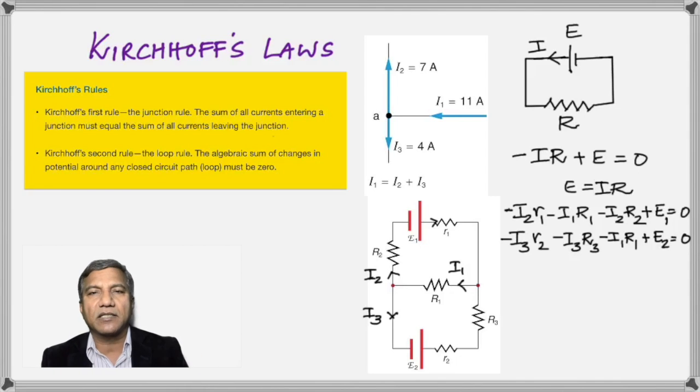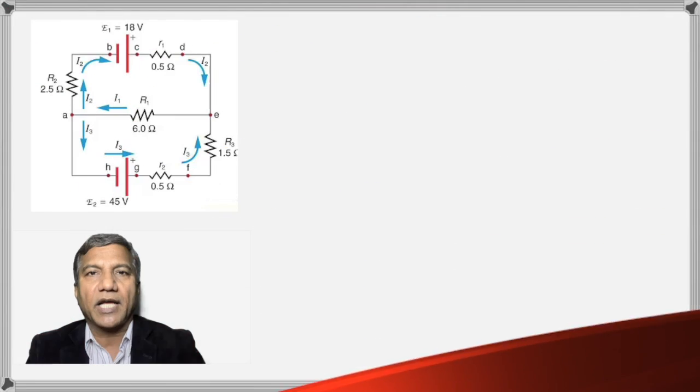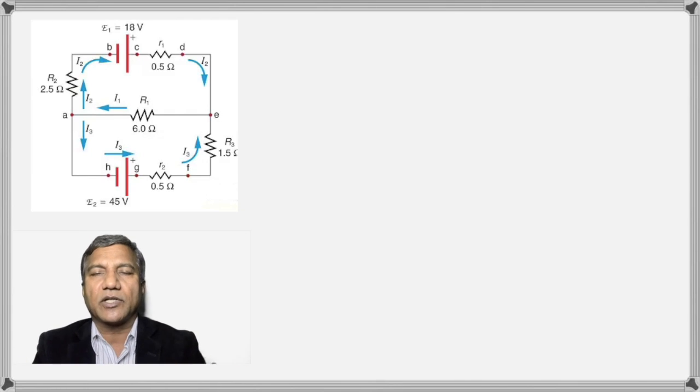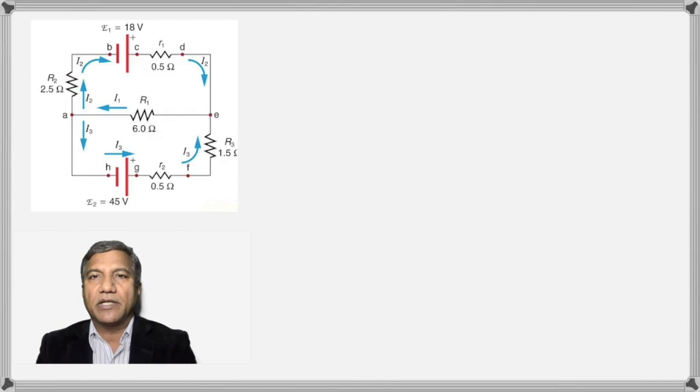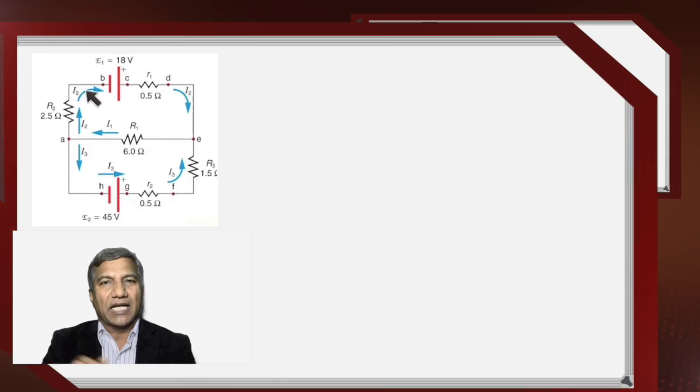So once we get these equations, we will be able to solve them and then calculate the currents in different branches. Now let us try to actually apply Kirchhoff's law to a circuit and calculate the values of the unknown currents. Here is the circuit that is shown. This circuit has three currents again flowing. You can see I1 flowing here, I2 up and I3 down as before.